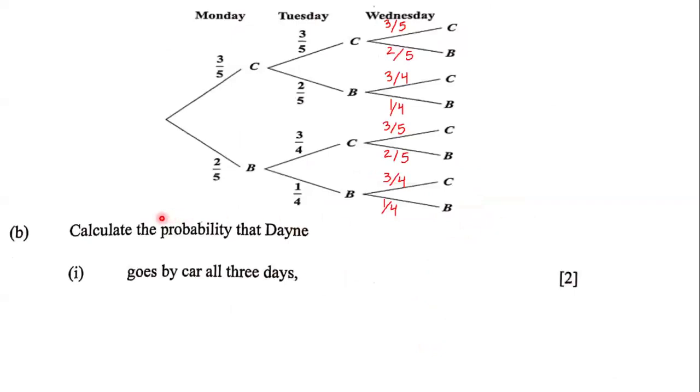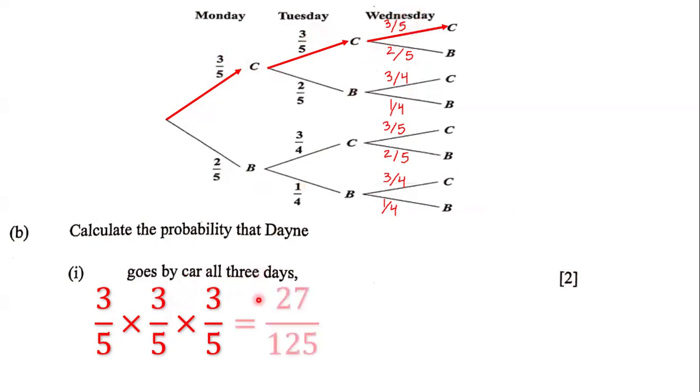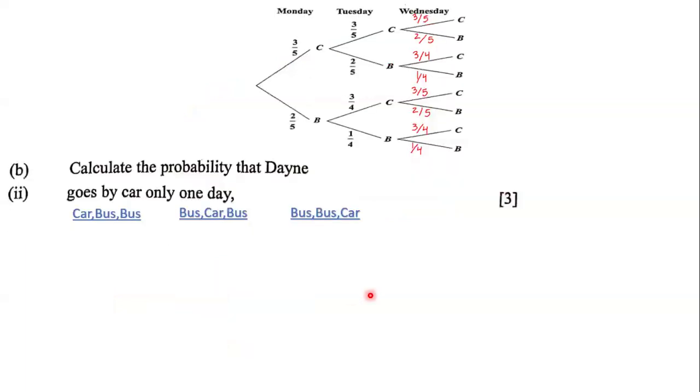So it says, calculate the probability that Dane goes by car on all 3 days. And so that means that he goes by car on Monday, he goes by car on Tuesday, and he goes by car on Wednesday. And so that's going to be 3/5, because we have 3/5 here, 3/5, and then 3/5. And so we multiply that. We have 3 times 3 times 3, which is 27, and 5 times 5 times 5, which is 125. So the probability that Dane goes by car on all 3 days is 27 over 125.